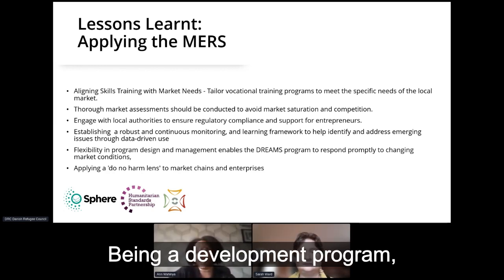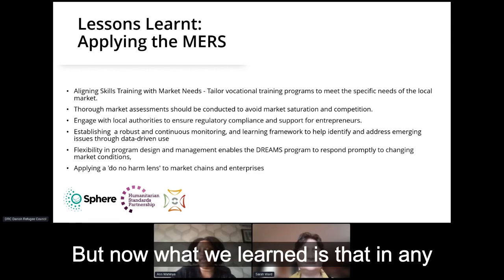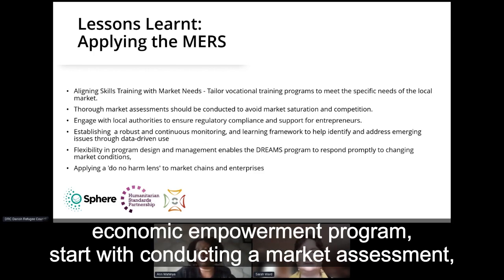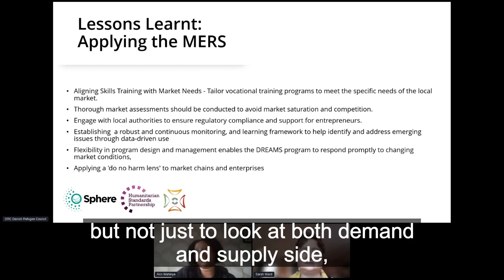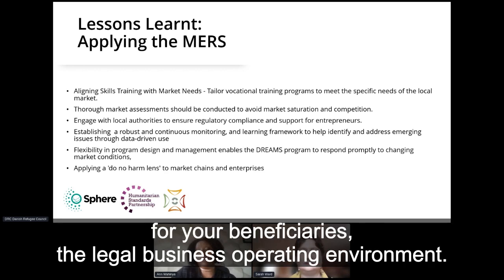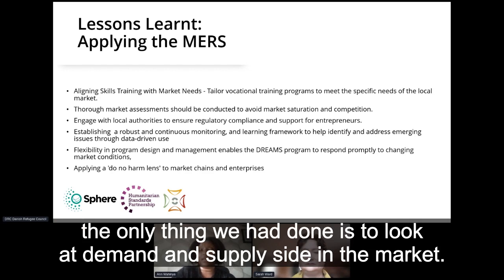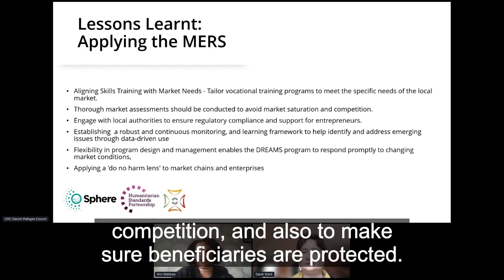And of course, market assessments cannot be overemphasized. Being a development program, we may not have seen the need to go deeply and thoroughly into market assessments. But now what we learned is that in any economic empowerment program, start with conducting a market assessment, not just to look at both demand and supply side, but also at other factors, including protection risks for your beneficiaries and the legal business operating environment. So this needs to be very comprehensive, because initially, the only thing we had done was to look at demand and supply in the market. That will help to avoid saturation and competition, and also to make sure beneficiaries are protected.